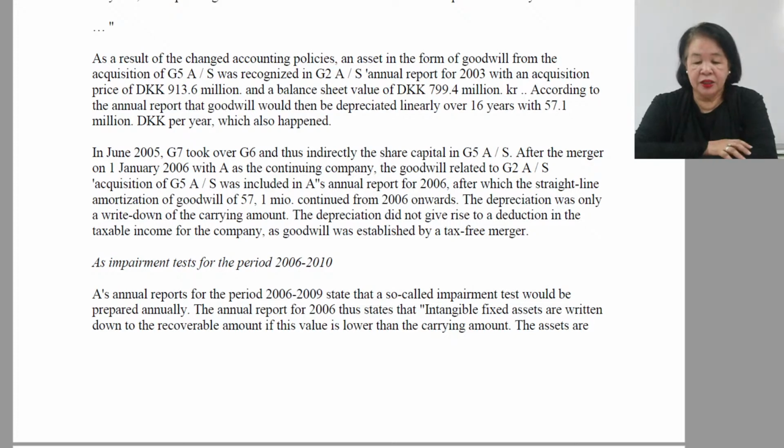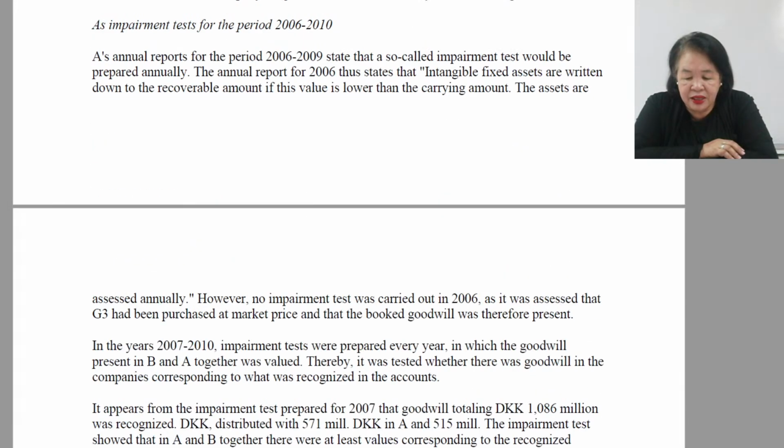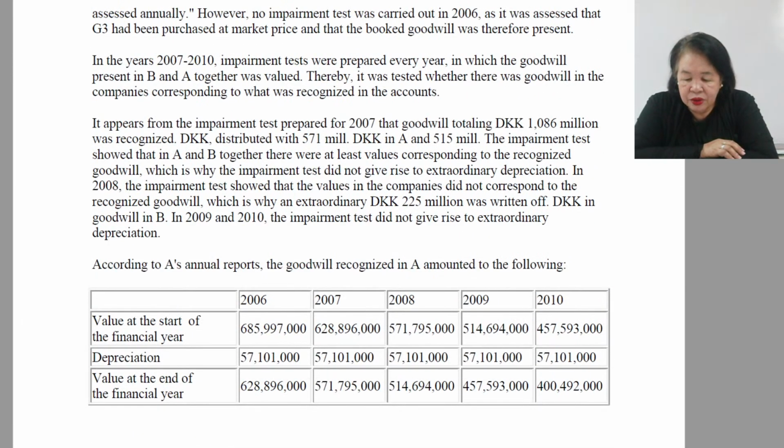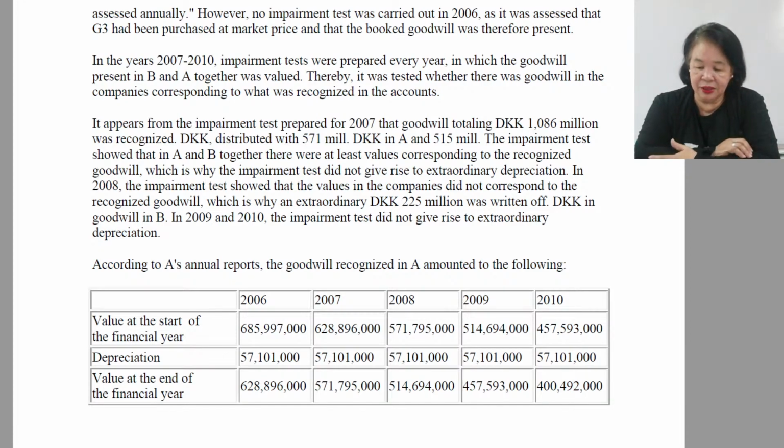Okay. So the assets assessed annually, no? So parang sa Pilipinas din na annual yung assessment. However, no impairment test was carried out in 2006, no? So wala daw impairment test. As it was assessed, the G3 had been purchased at market price and that the book goodwill was therefore present, no? So yun yung sabi.